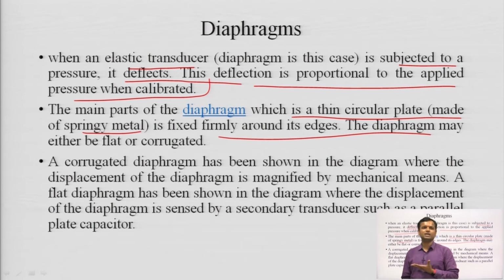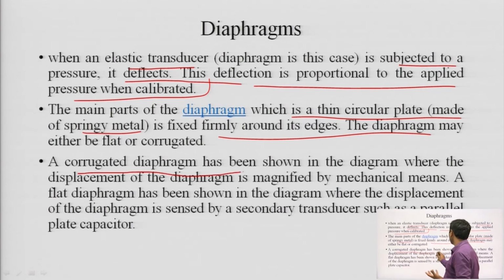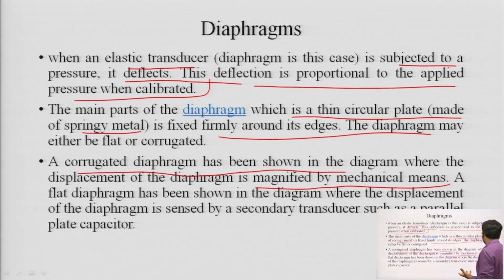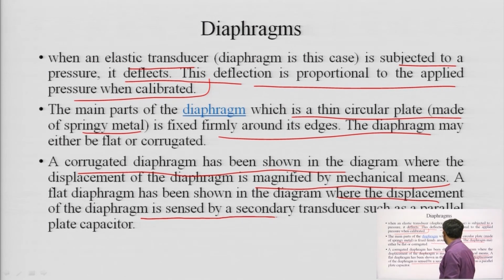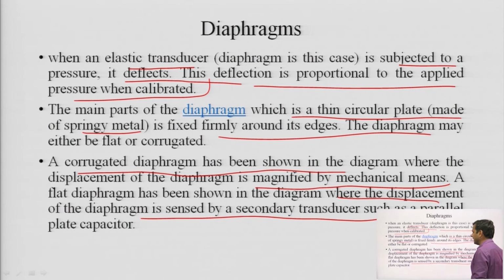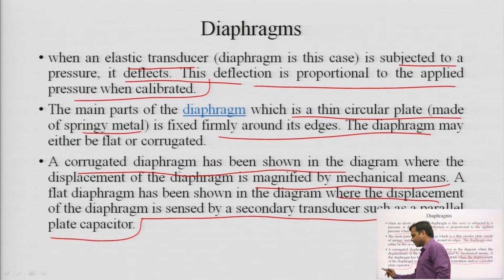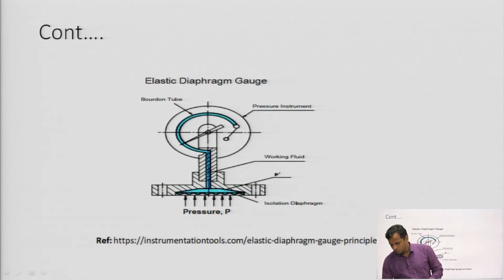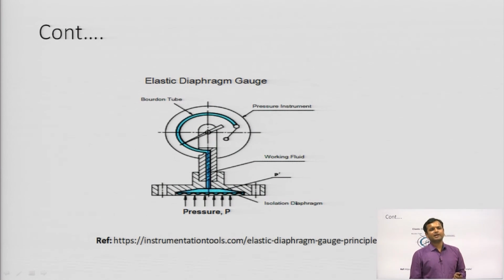We are going to see the types of diaphragm in the diagram later. Basically, in a corrugated diaphragm, as shown in the figure, the displacement of the diaphragm is magnified by mechanical means. A flat diaphragm is shown where the displacement of the diaphragm is sensed by a secondary transducer such as a parallel plate capacitor.